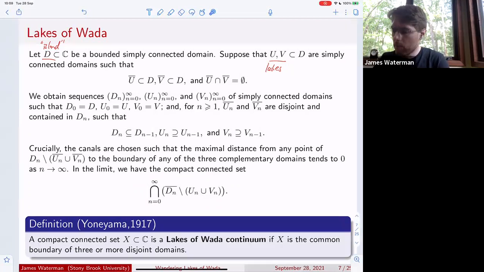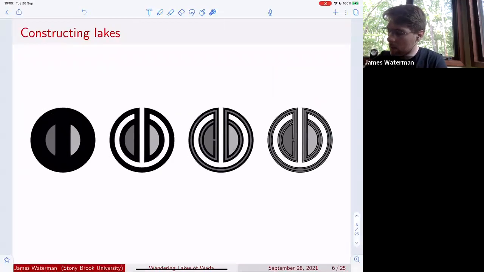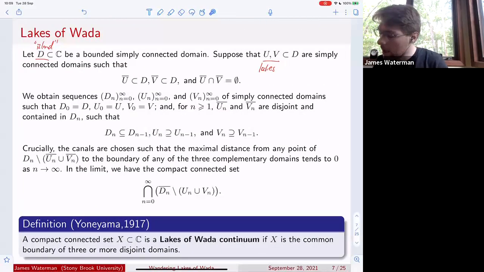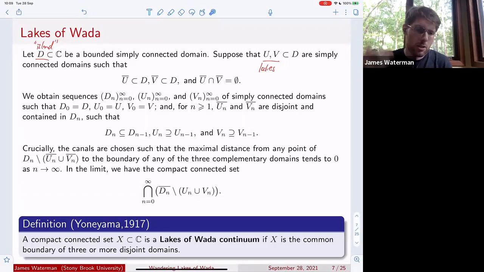right before adding in another canal, you just add another lake, say, and continue this process. And so, for instance, what one could have is a Lakes of Wada continuum that bounds even infinitely many lakes.